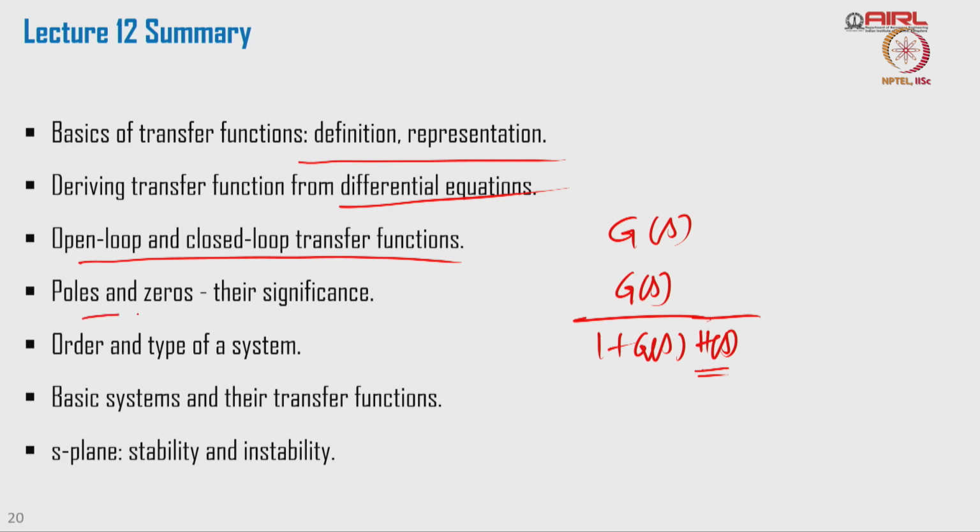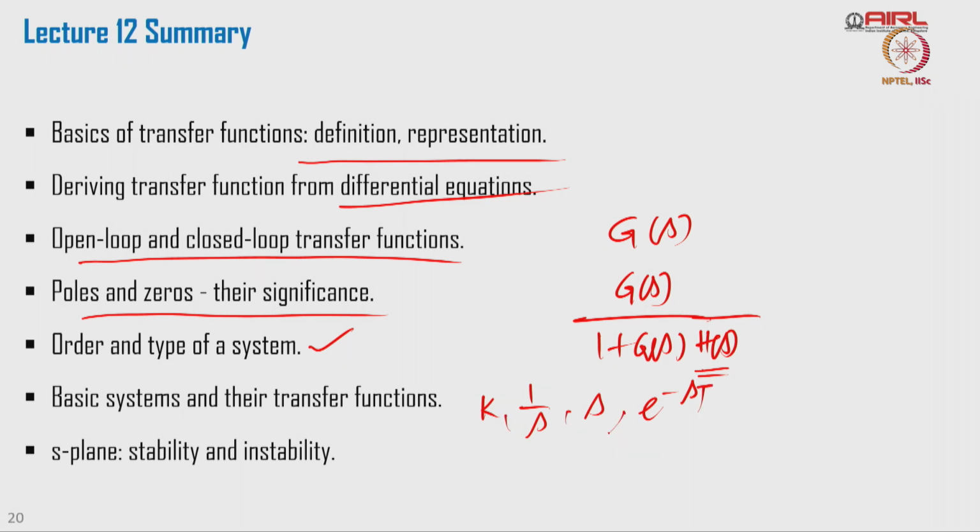Then we talked about poles and zeros, and their significance. We talked about order and type of the systems, which are very important for performance analysis of a particular system. Then we talked about basic systems with their transfer functions, like gain, integrator, differentiator, and delay based systems.